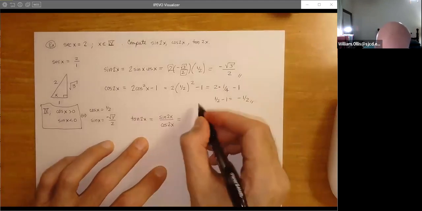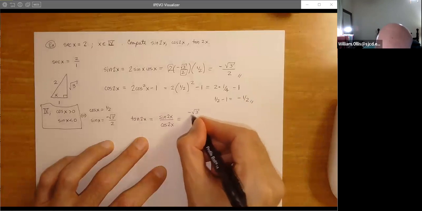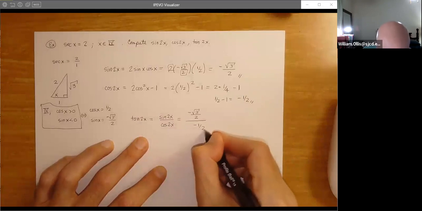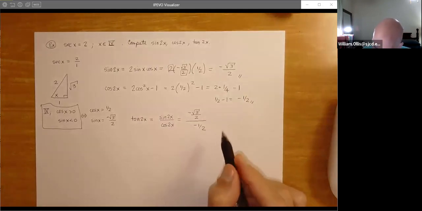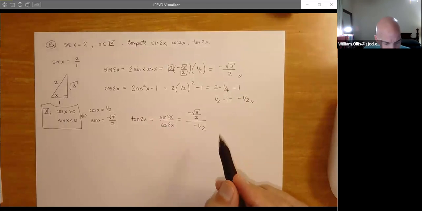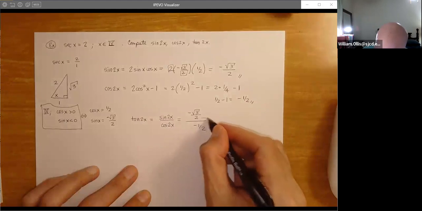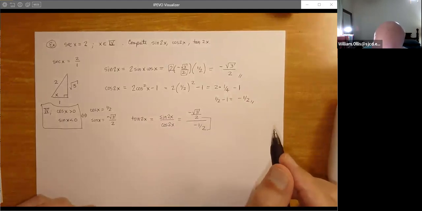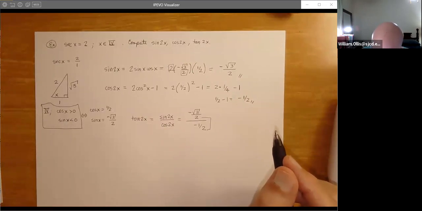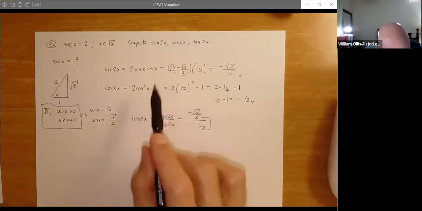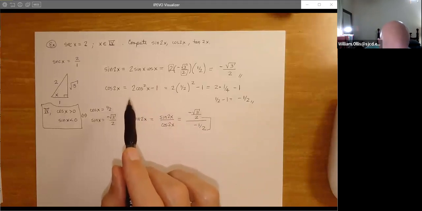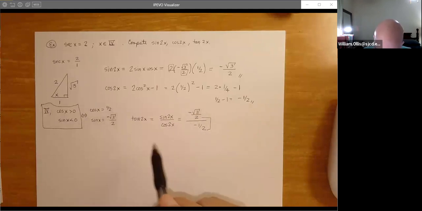So we'll have, in this case, negative root 3 over 2 divided by negative 1/2. Now, when we look at this and we think about what we're doing in this particular case, the 2's absorb. And here's another thing that we want to notice here that's really very important. Let me just make a comment here. There's one thing that I want to mention here that's important. Notice, and this is very important.